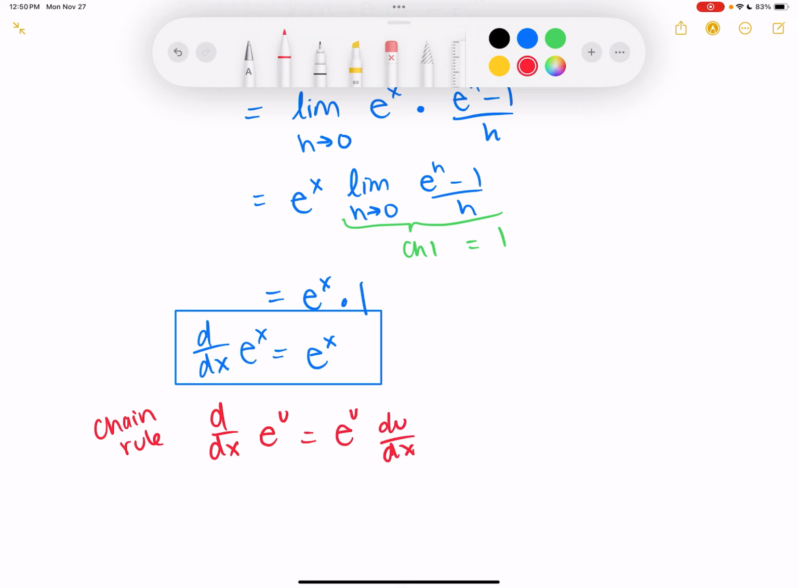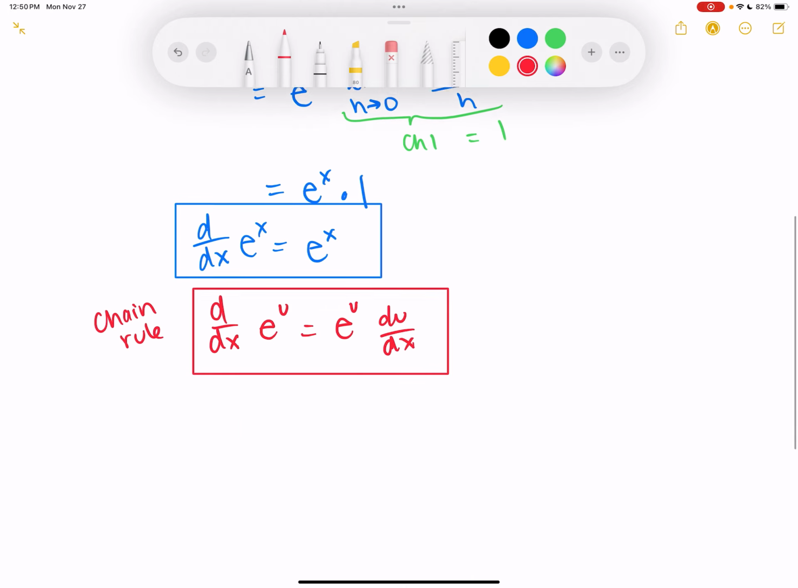So it still gets copied down, and then we just take the derivative of whatever the power is, the only difference. So notice this is e to the x, where e is the number e. This isn't just a random constant, it's something specific.